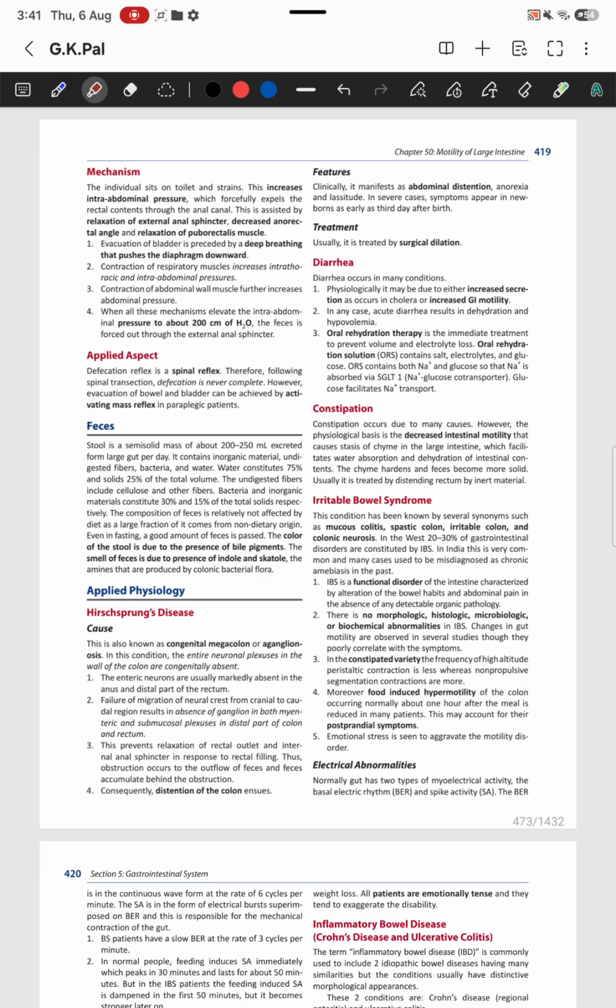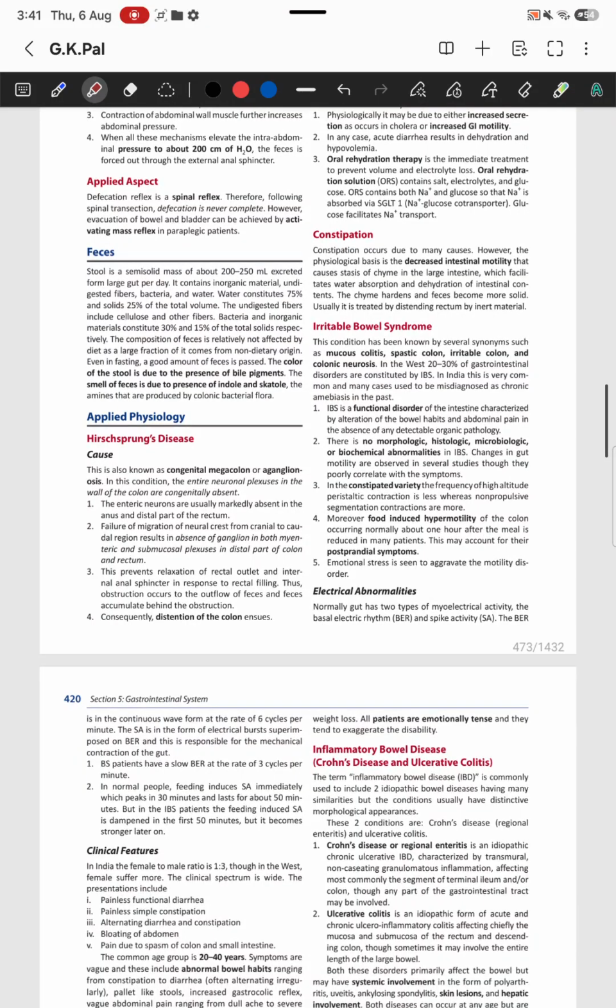Now, irritable bowel syndrome. This condition, irritable bowel syndrome, is also known as, a question can come, spastic colon, mucus colitis, irritable colon, and colonic neurosis. In the West, 20-30% of gastrointestinal disorders are constituted by IBS. What is IBS? It is a functional disorder of the intestine characterized by alteration of the bowel habit and abdominal discomfort.